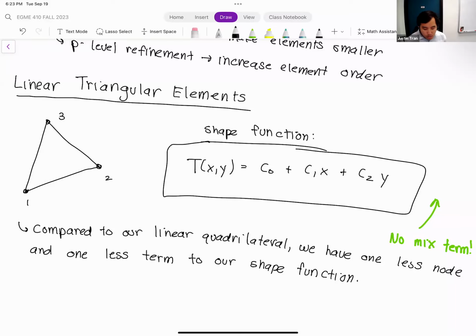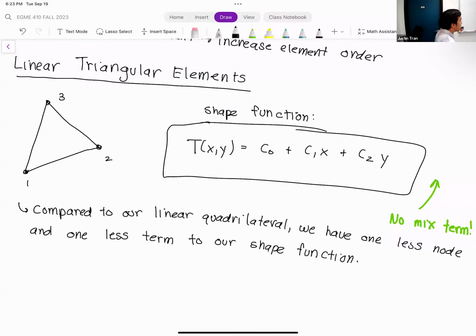And so continuing on with the trend that we've been seeing, this basically tells us that on a per element basis, the linear triangle is going to have less accuracy than the linear quadrilateral. Okay.